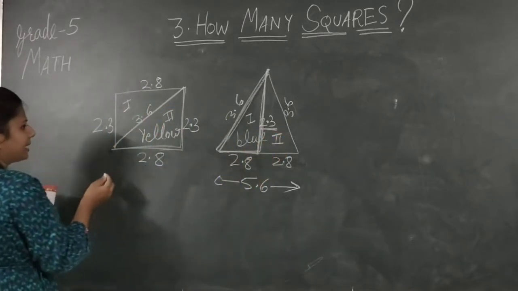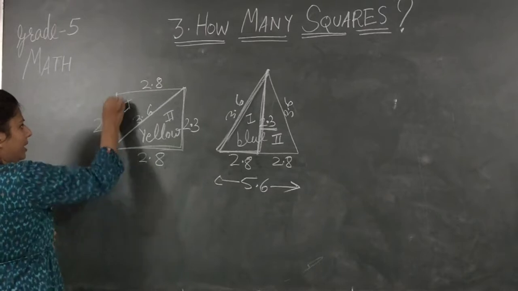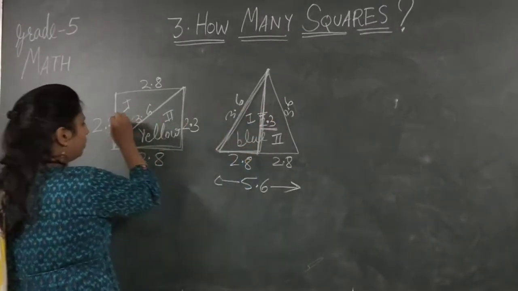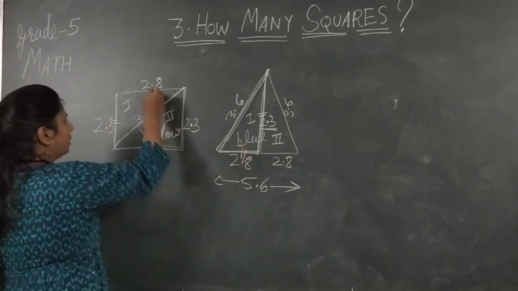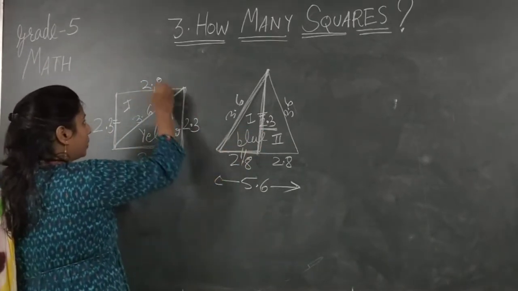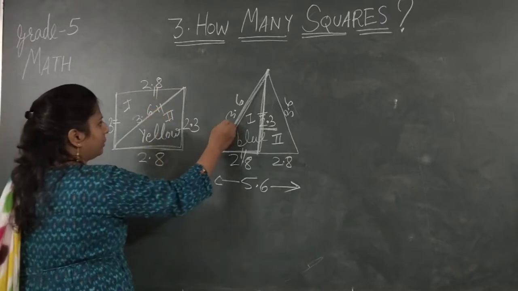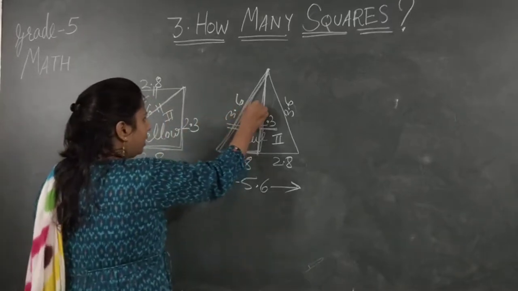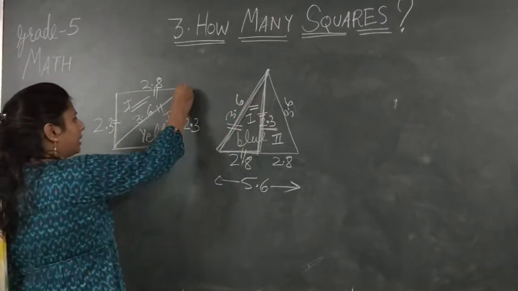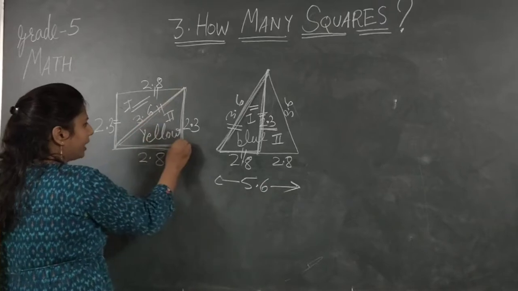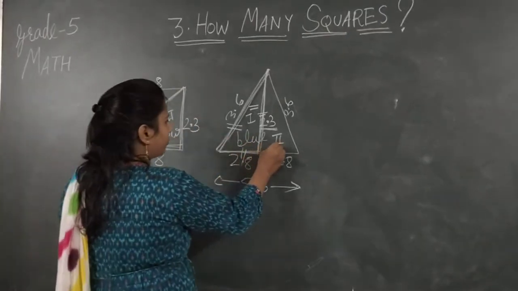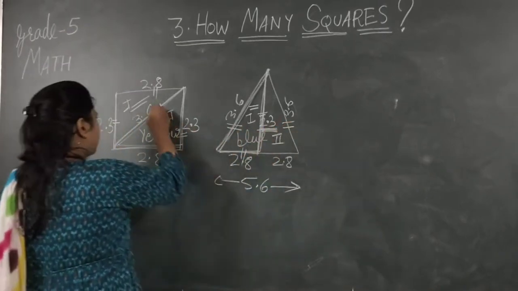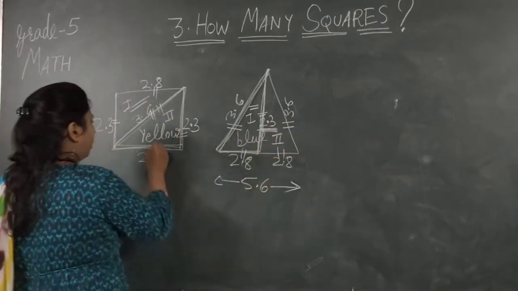Let's start with the comparing. So 2.3 one side is given, here also 2.3, so both sides are equal. 2.8, this side is also equal. Now you can compare this 3.6 with 3.6. It means this triangle is equal to this triangle. Now compare this triangle with the second triangle from the blue shape: 2.3, 3.6, 3.6, 2.8, 2.8.